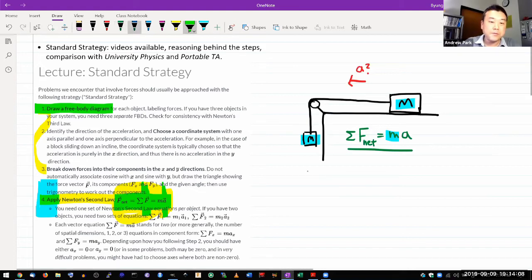So we start out with the advice that you draw one for each object. We draw one for this mass here, and we draw one for this mass here. I usually don't draw the free body diagram right on top of my other figures that illustrate the setup, but you can do it either way. I've seen it done either way. This hanging mass is a little bit easier to clearly draw a free body diagram for, so let me do that first.